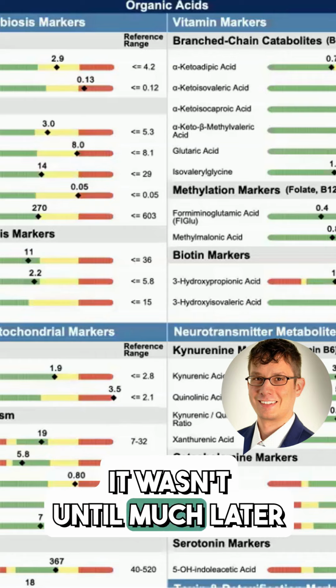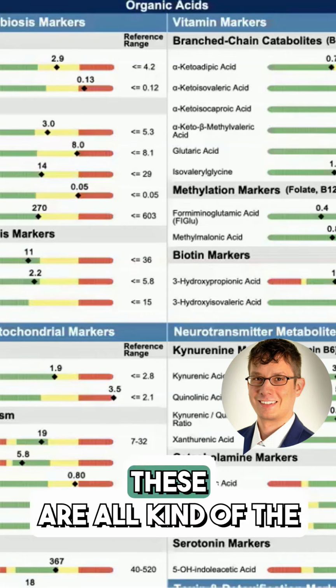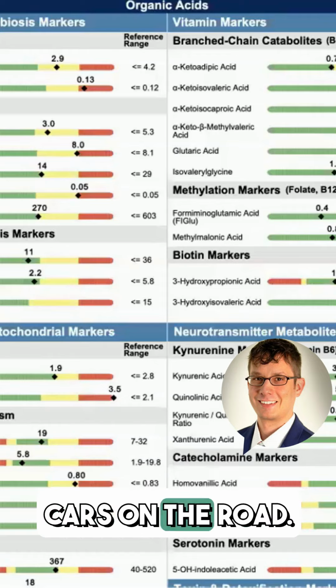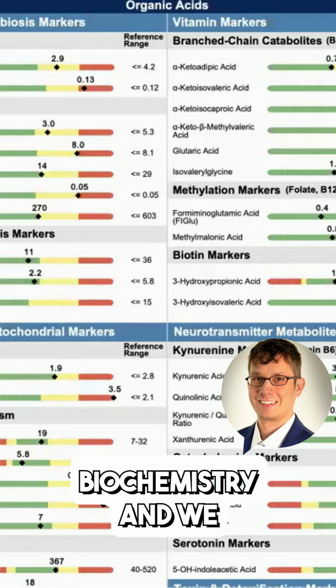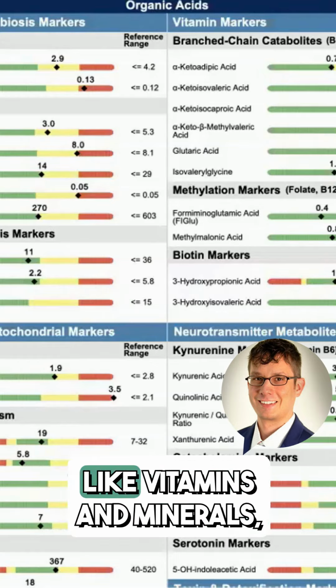It wasn't until much later that we realized, hey, these are all kind of the cars on the road. These are all the ones that, if we're trying to understand biochemistry and we know what these cofactors are, like vitamins and minerals, then we can put these things together to say, wow, now we can start to use them not just for diagnosis of inborn errors of metabolism and mutations and things like that, but we can use them functionally. It's not as much about knowing that they're organic acids or what the name is, but how we're using them.